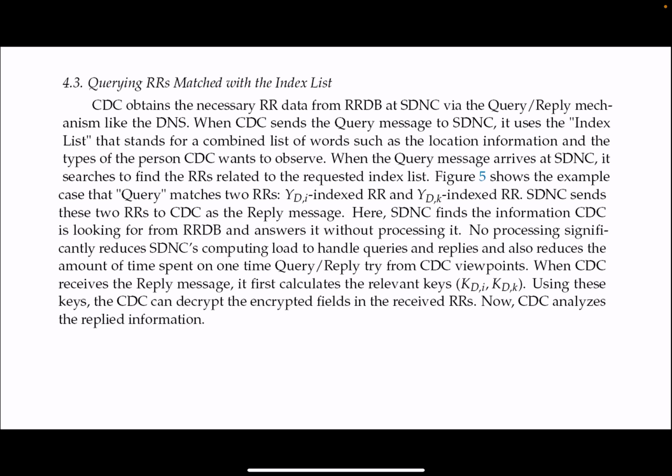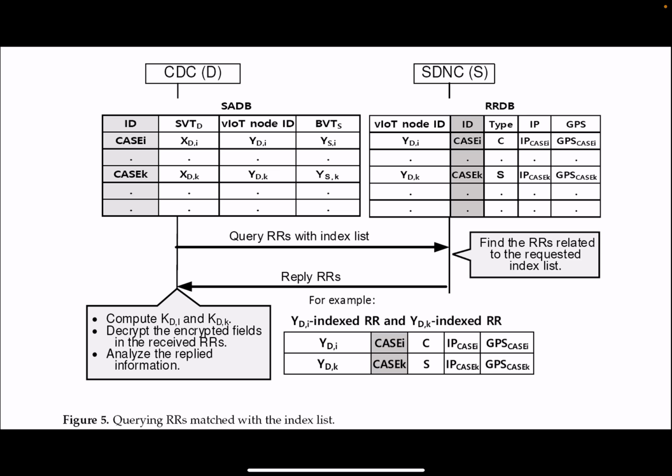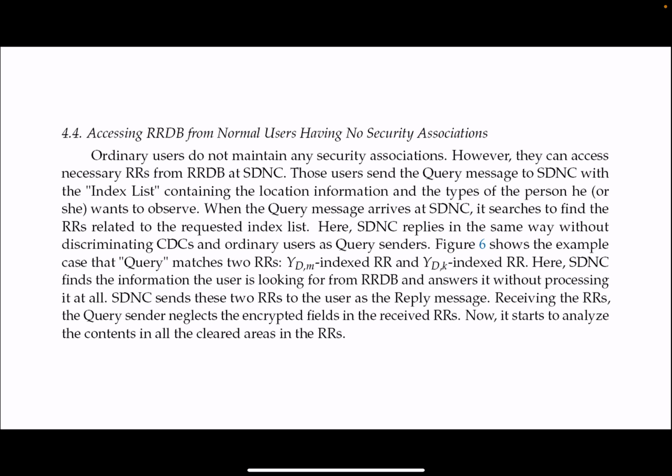From the CDC viewpoint, when CDC receives the reply message, it first calculates the relevant keys. Using these keys, the CDC can decrypt the encrypted value in the RR. Now CDC analyzes the replied information. This is figure 5, representing querying RR matched with the index list.